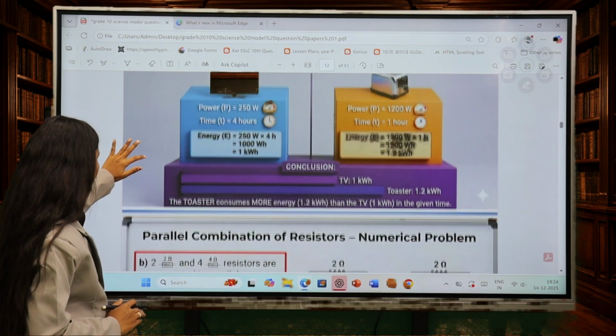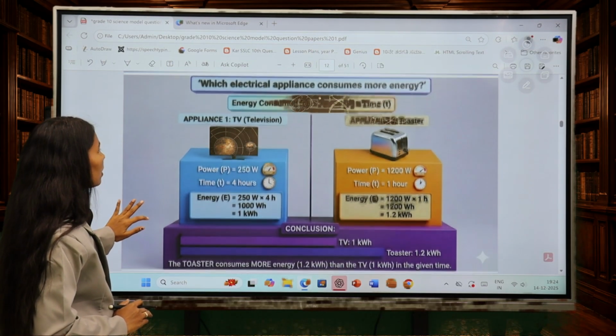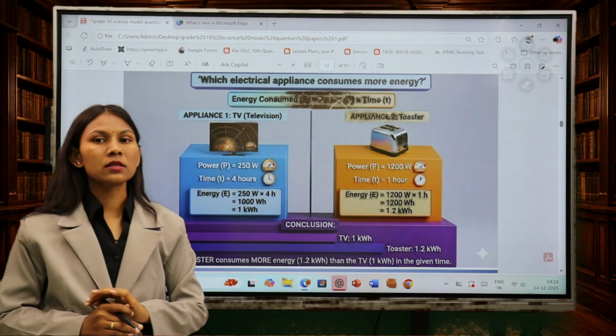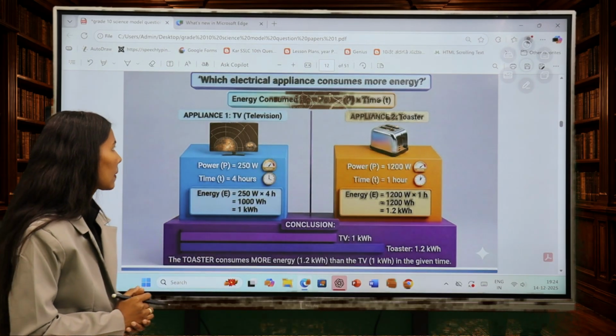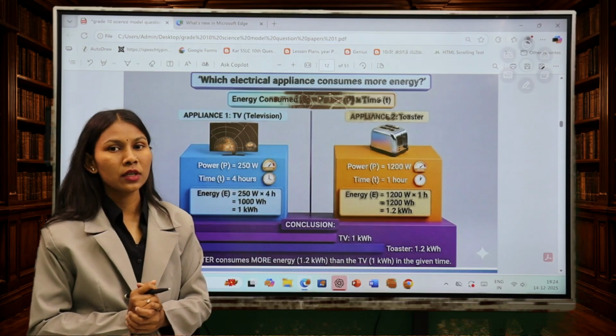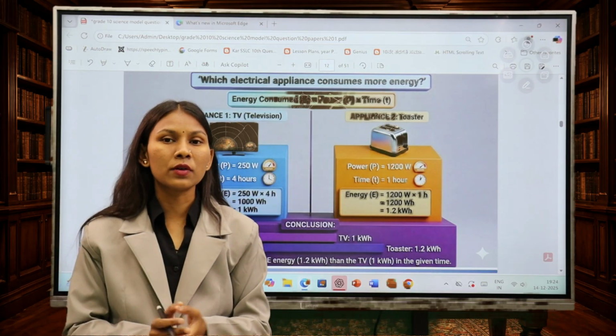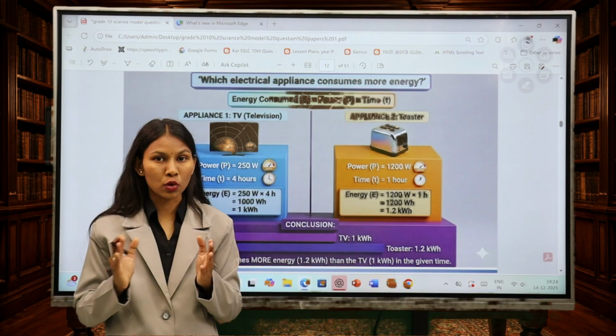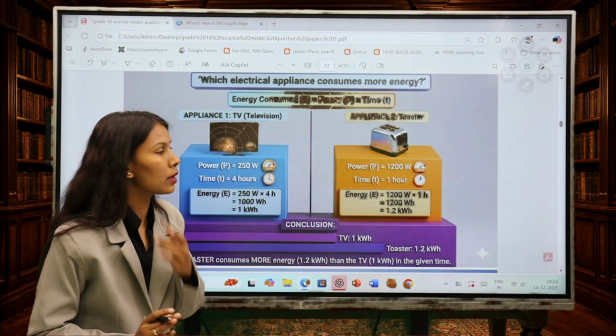So this is our 11th question. Which electrical appliances consume more energy? So what is the formula for energy? Energy is equal to power into time. Energy is measured in terms of joules. This you should remember.